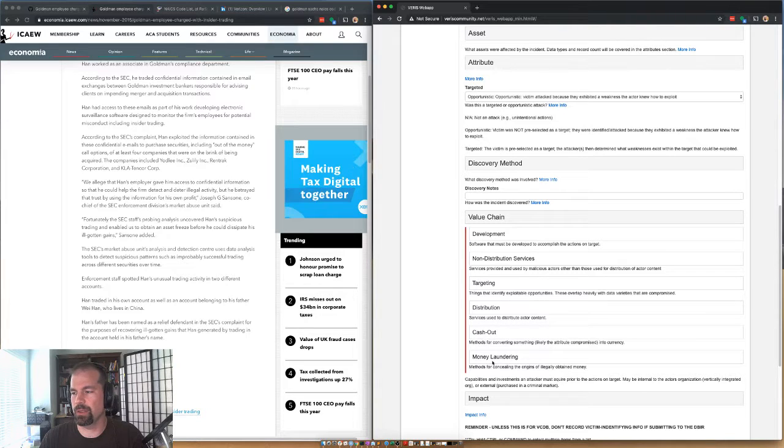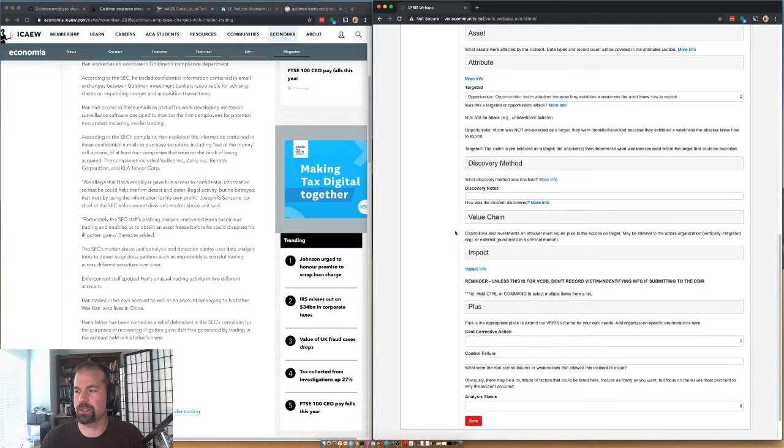Then the value chain. So he didn't cash out. He didn't launder the money. He didn't have to distribute anything, so he wasn't distributing malicious emails or anything. Targeting: he wasn't using any service to identify his targets. He didn't have to really do anything. There wasn't a value chain here. If this was more of a criminal organization or maybe a phishing campaign, there may have been other things that had to be done here.